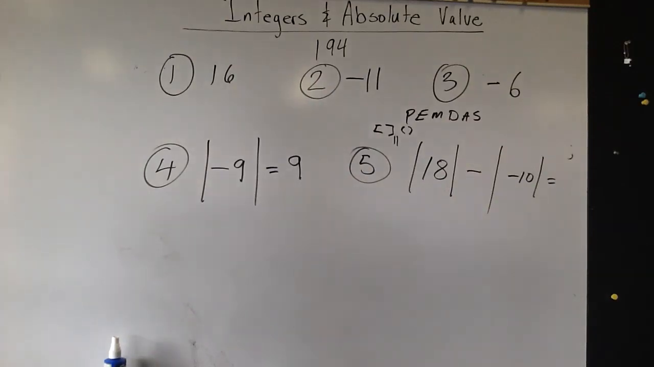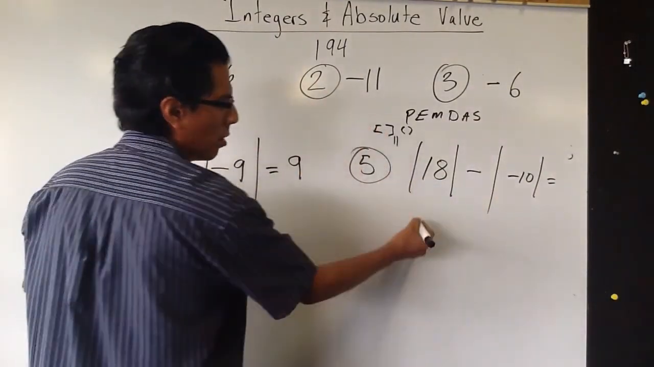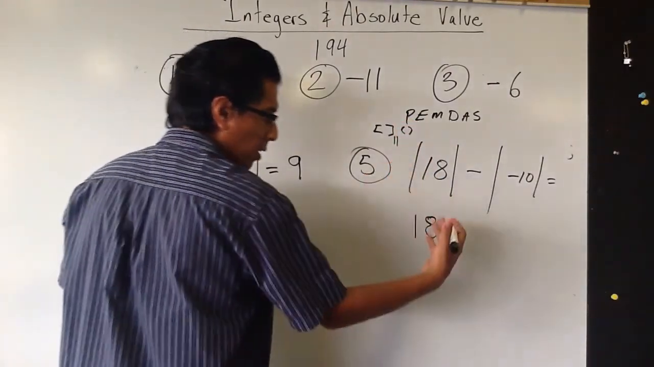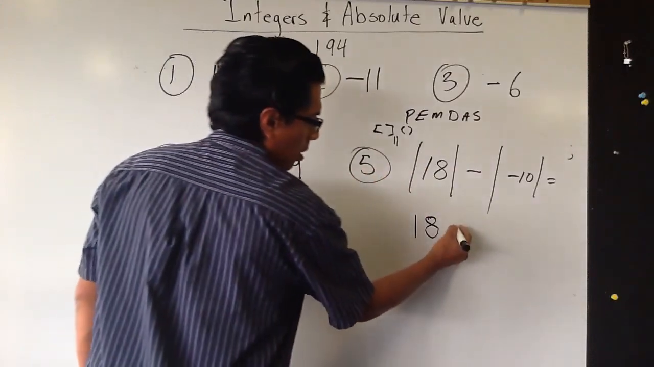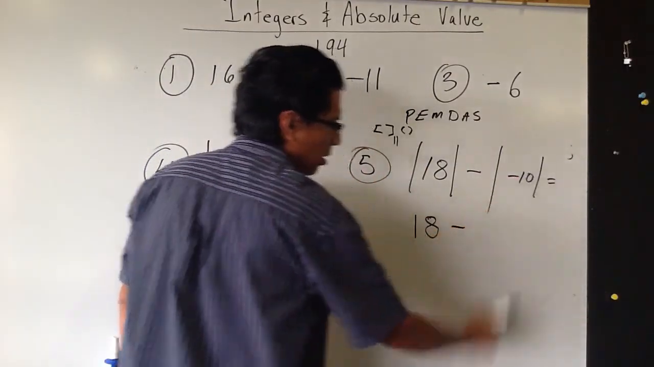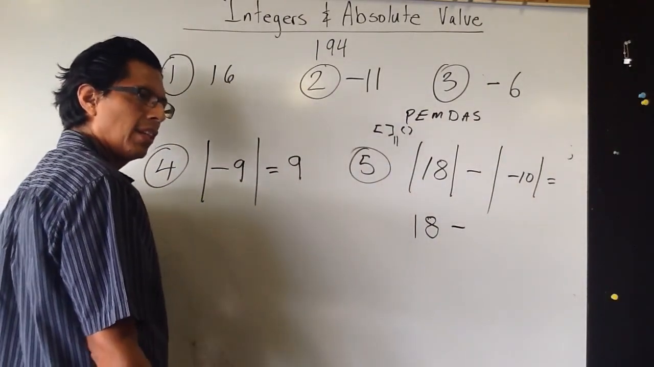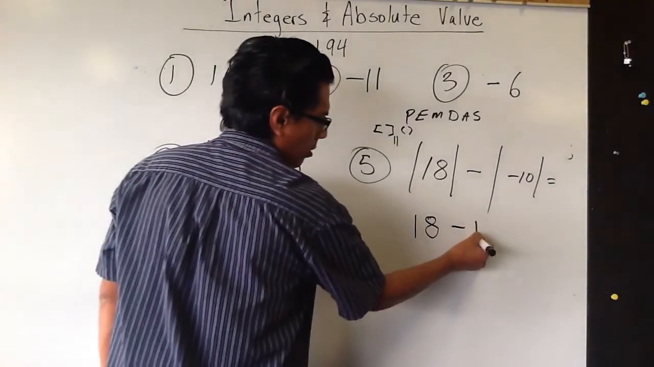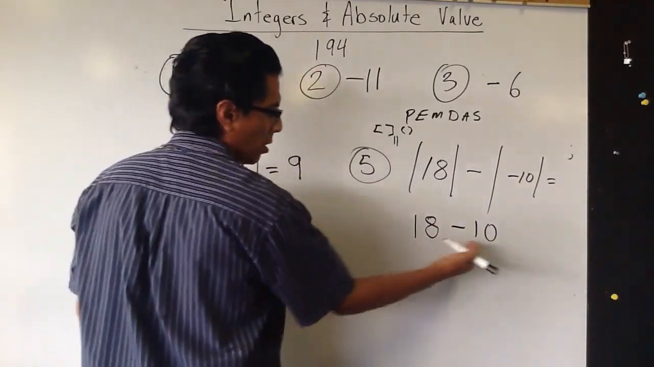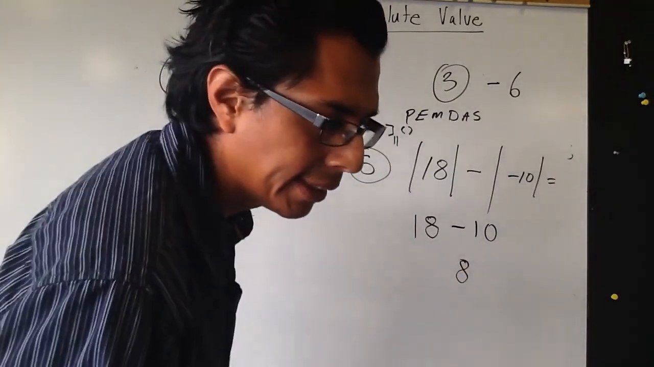So, what is the absolute value of 18? What is the distance 18 is from 0? 18, and this is where we work down. Rewrite it, don't do it in your head. Minus the absolute value of negative 10. Well, what is the distance that negative 10 is from 0? 10. So I rewrote it, and now I can solve it. 18 take away 10 is 8. See that? Super nice.